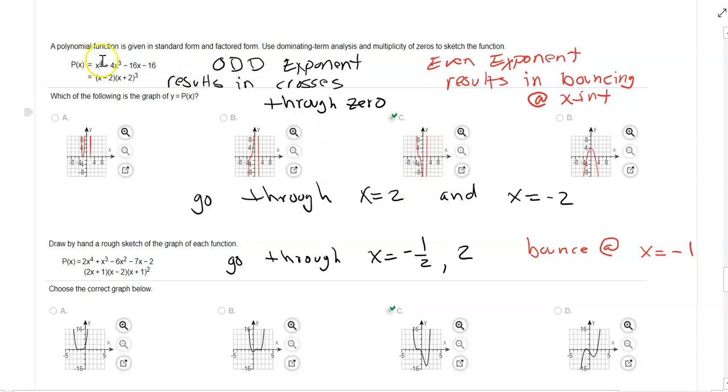Also looking here, we're looking at end behavior like we did in the last section. So I have an even leading exponent, and therefore I know I should be going up on both sides, because this one also does what it needs to, but it's going down on both sides. So that's why we choose this one.